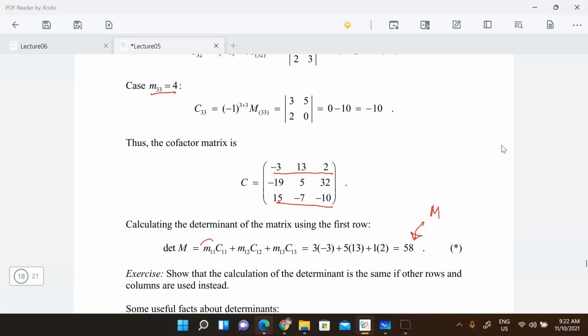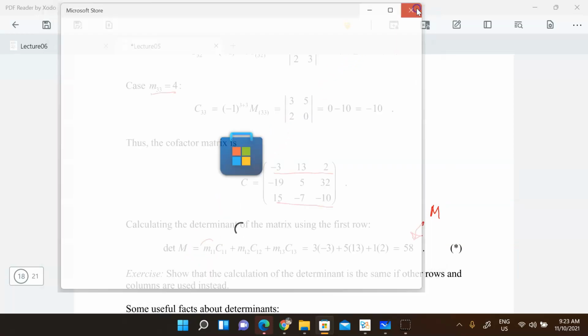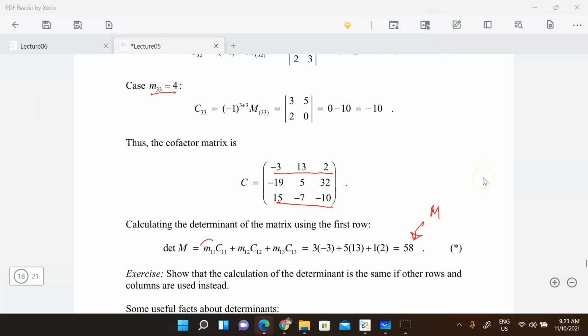So now I want you to do some exercises for me. One could start doing different things. Okay, so one can check if you start to use a different row, for example.